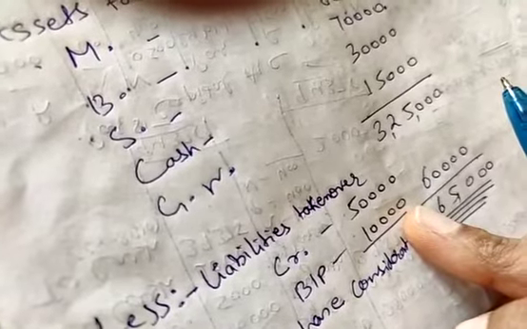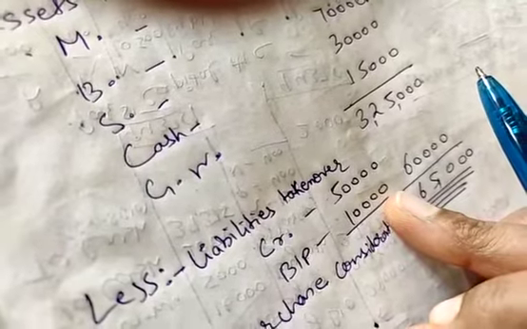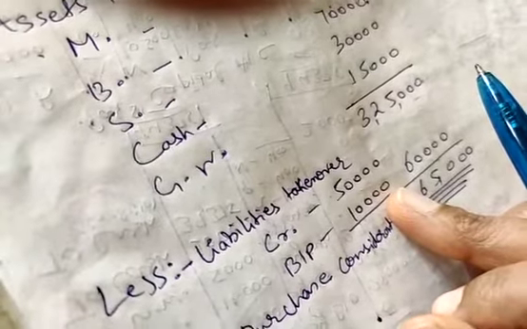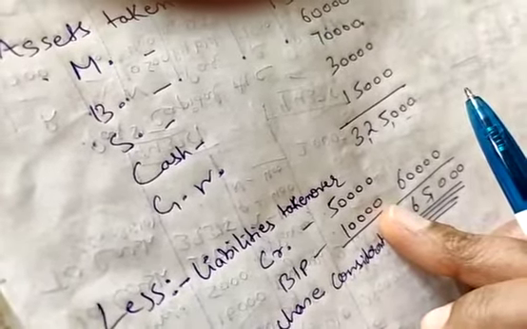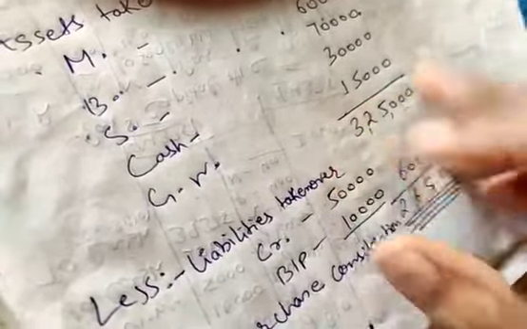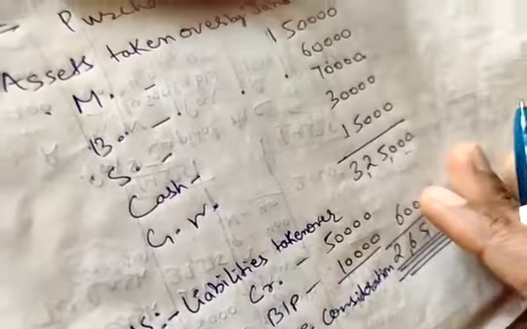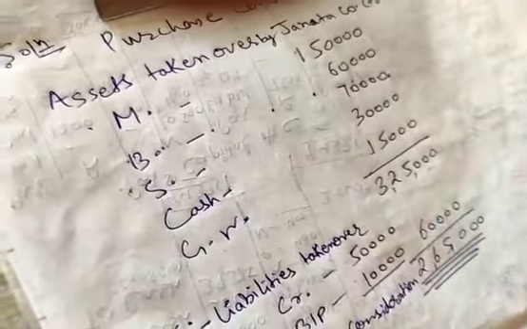We didn't have any information about in which form they are paying. Anyhow, we were just supposed to calculate the purchase consideration in this question. So if they have not given it, we can assume that they are paying the whole in terms of equity shares. So this is for the day.